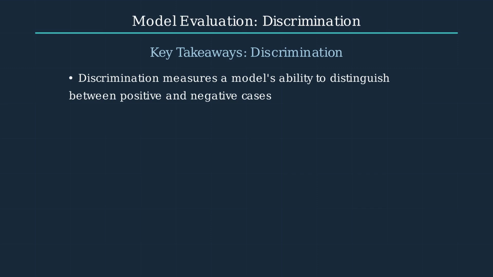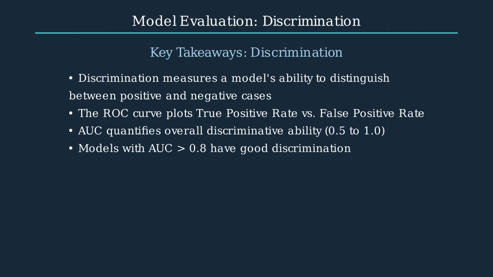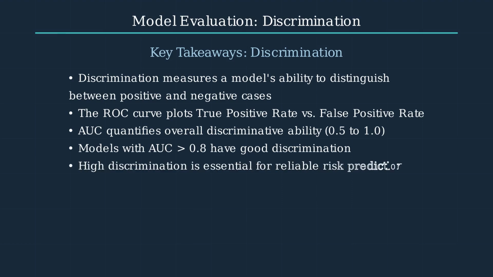distinguishes between different outcomes. The ROC curve and AUC are powerful tools for assessing discrimination, with higher AUC values indicating better performance. A model with strong discrimination ability provides reliable risk predictions, which is essential for making informed decisions.